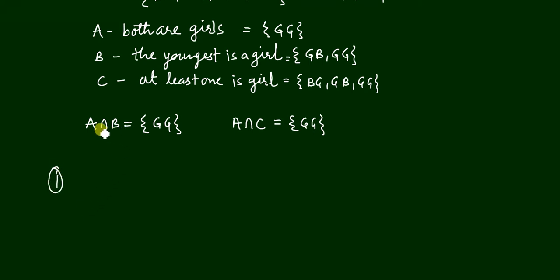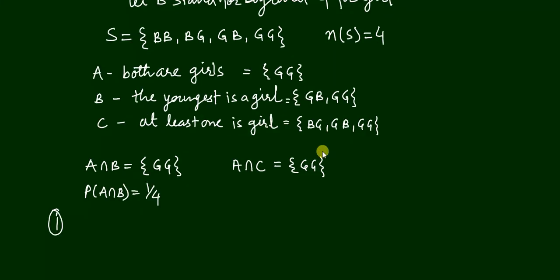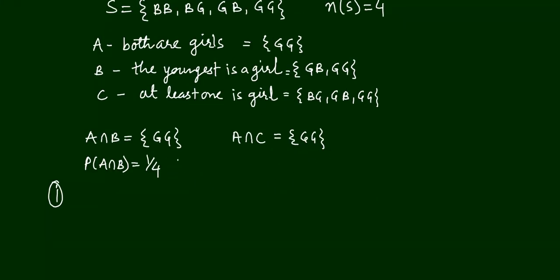So to find this, we require the probability of A intersection B also. So probability of A intersection B will be what? It is 1 upon 4. Clear? A intersection B contains only one element and the sample space contains 4 elements. And also we require the probability of B. So how many elements are there in B? 2 elements are there. The probability of this will be what?